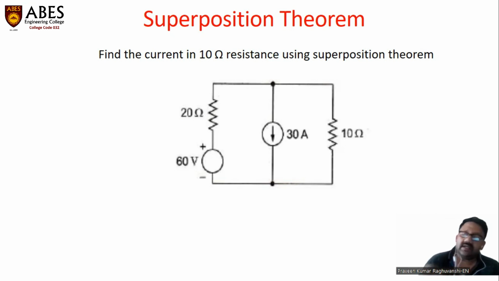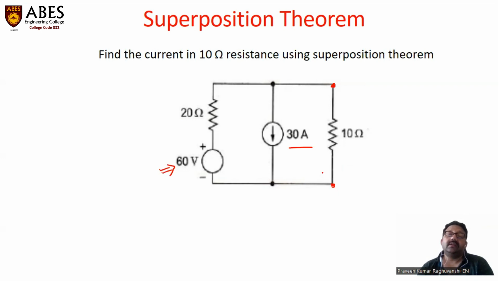Here in this question, we have two different energy sources. One is a battery of 60 volt potential; this is the positive terminal of the battery, and this is the negative terminal. And here is a current source. The current source has a magnitude of 30 ampere, and we have to find the current in this particular resistance whose value is 10 ohm.